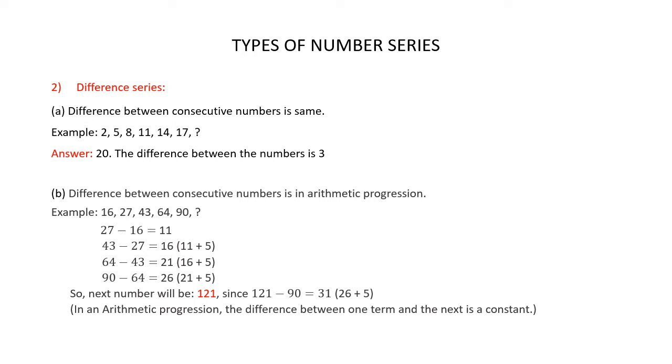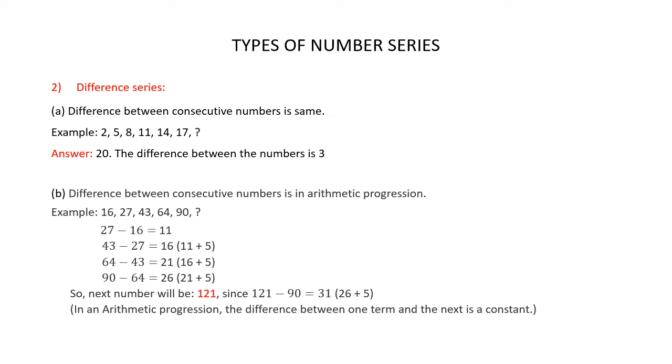Next type is difference between the consecutive numbers is in arithmetic progression. Let's understand this with an example. Look at this series 16, 27, 43, 64, 90, question mark. You have to find this missing number. Now 27 minus 16 is 11. 43 minus 27 is 16. 64 minus 43 is 21. 90 minus 64 is 26.